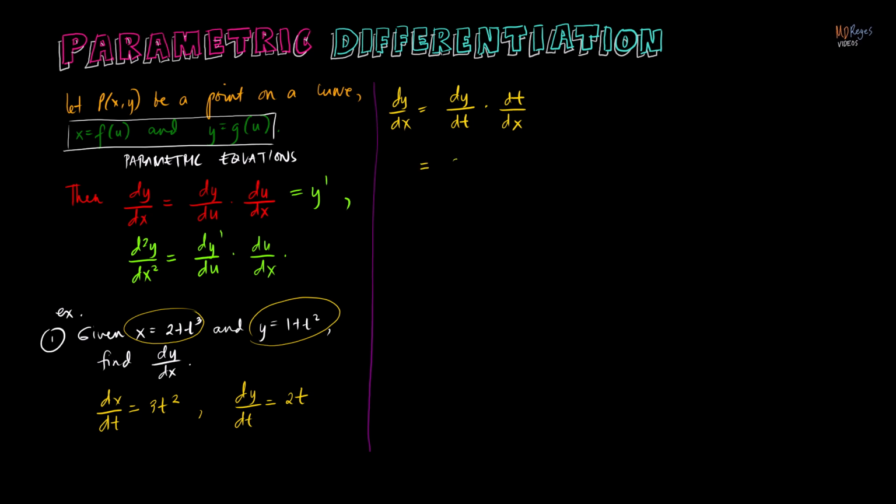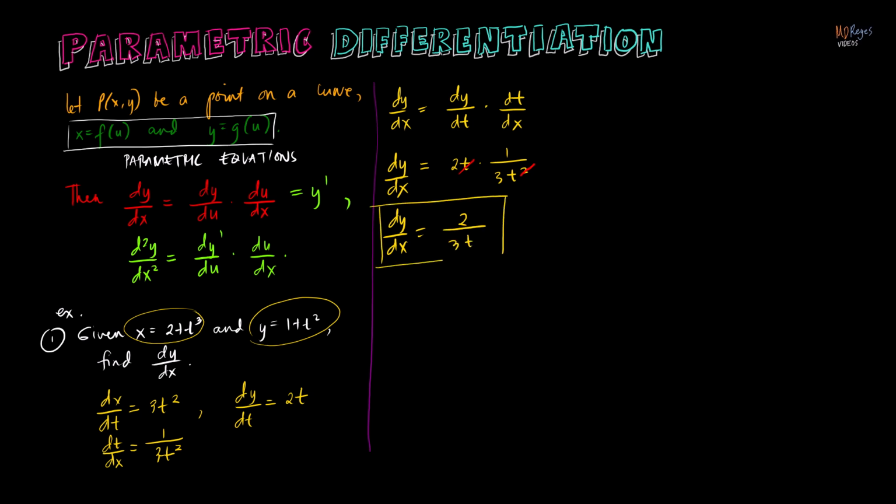So dy over dt is 2t. Dx over dt is equal to 3t squared, so therefore dt over dx, which is just the reciprocal of dx over dt, is equal to 1 over 3t squared. This is dy over dx. Now we'll just have to simplify our answer. T over t squared is just 1 over t. So the final answer here is 2 over 3t. This is the derivative of y with respect to x.